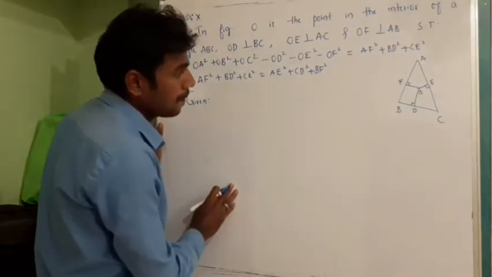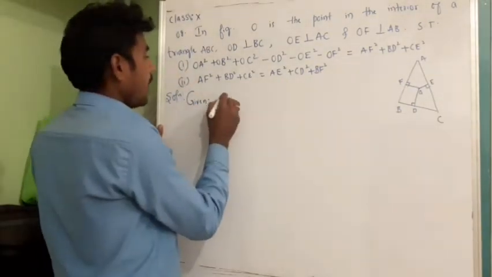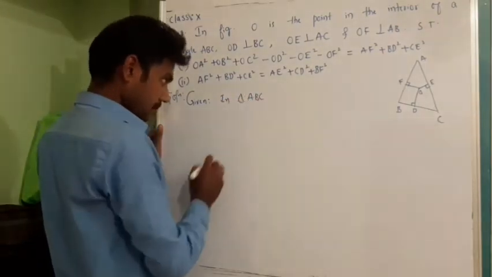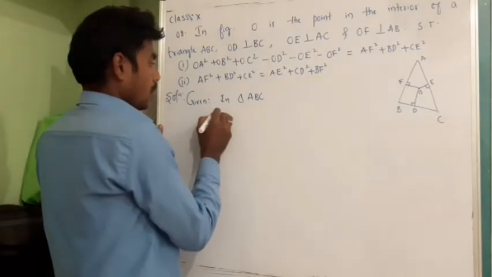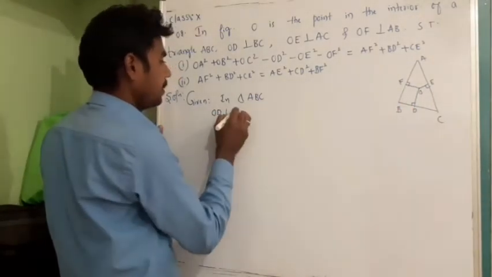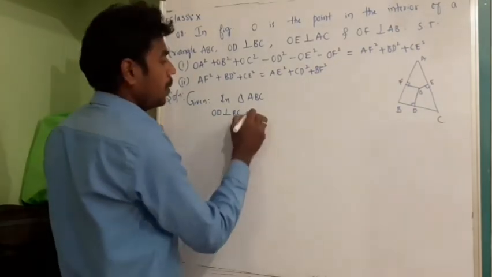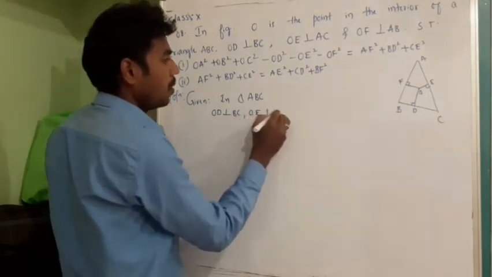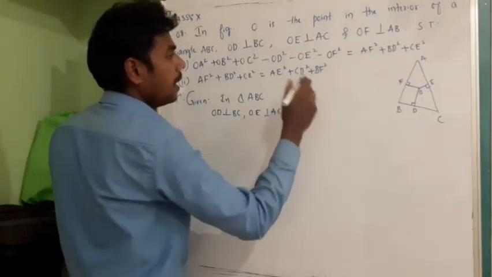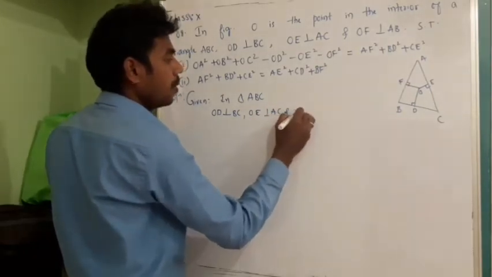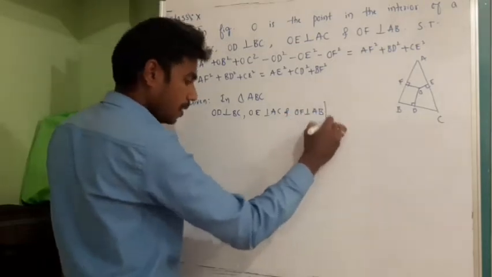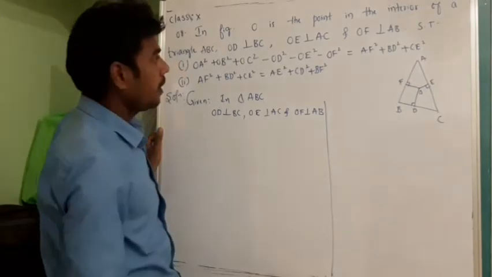Okay, in triangle ABC, OD is perpendicular to BC and OE is perpendicular to AC and OF is perpendicular to AB. This is given to us. So using that we need to prove this.